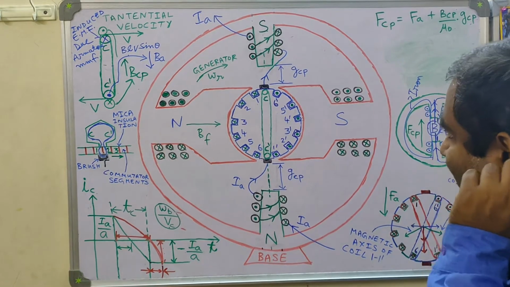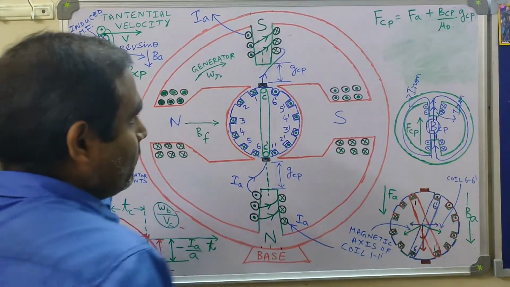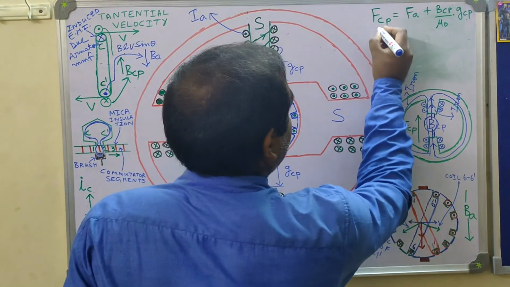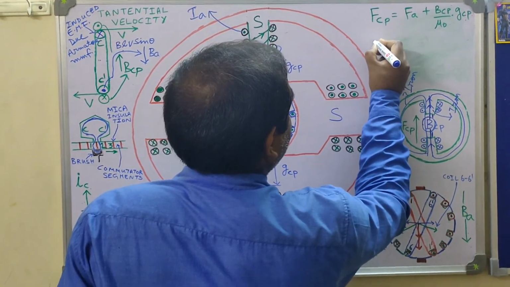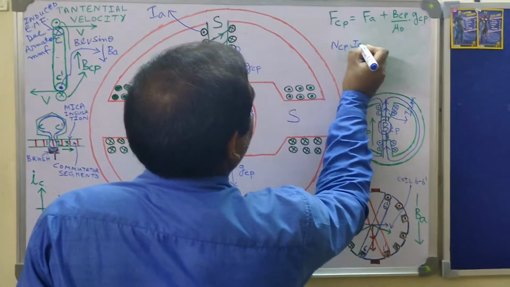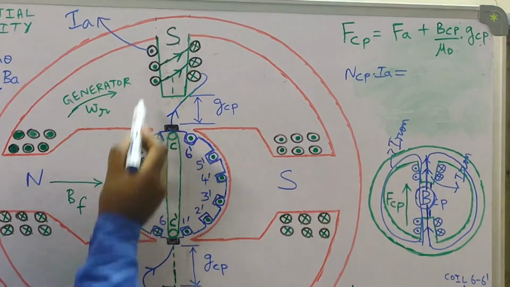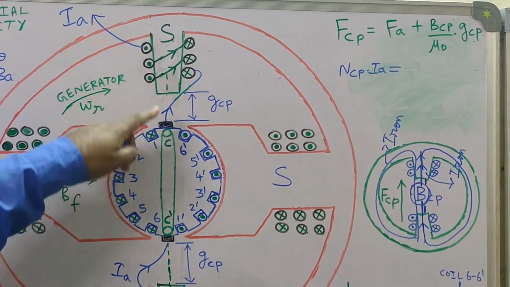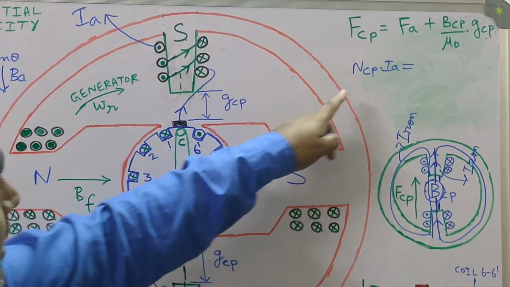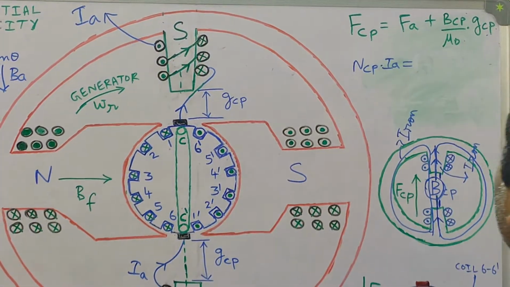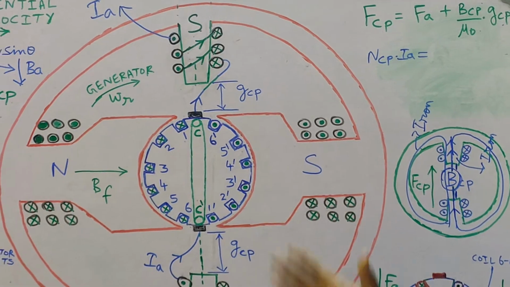Now you will find that the number of turns in the interpole can be computed by this. What is FCP? FCP is nothing but the number of turns in the interpole NCP into IA. As said, the interpole windings and armature are connected in series, so the current will be the same. What is the armature MMF FA? You see, it's easy. How can you find it?